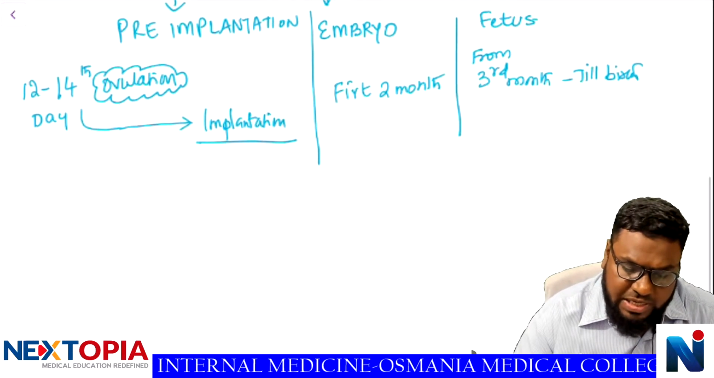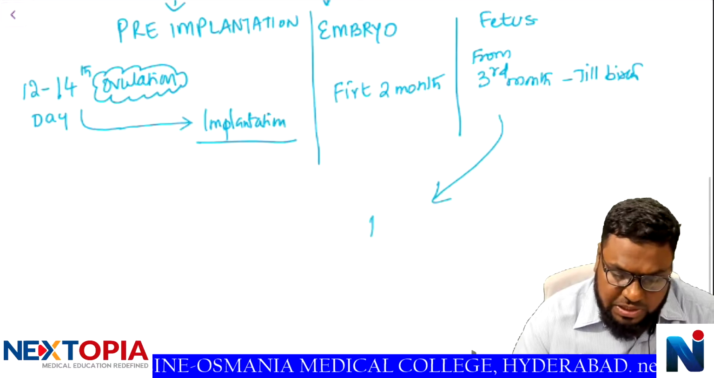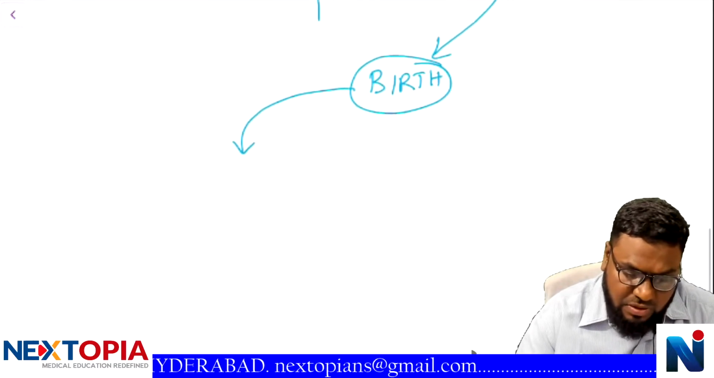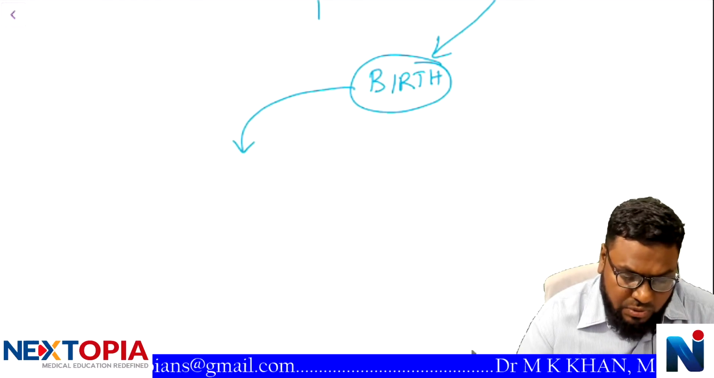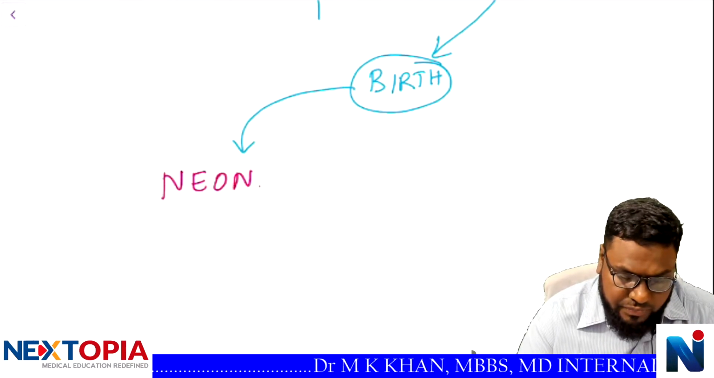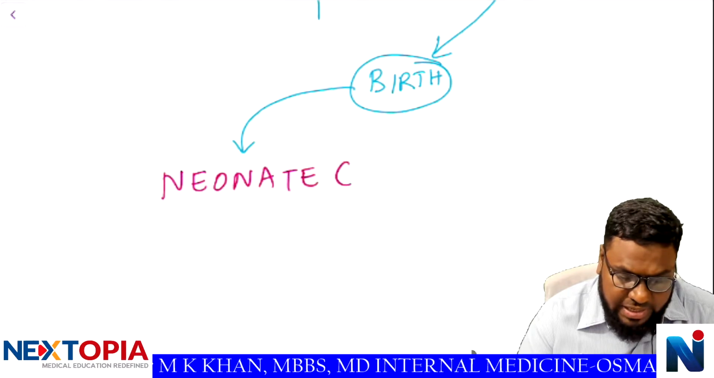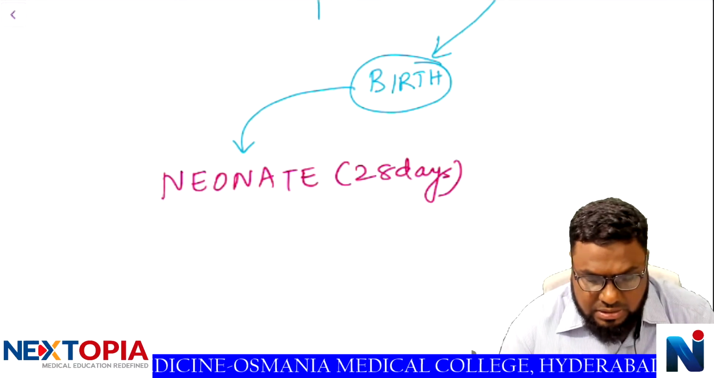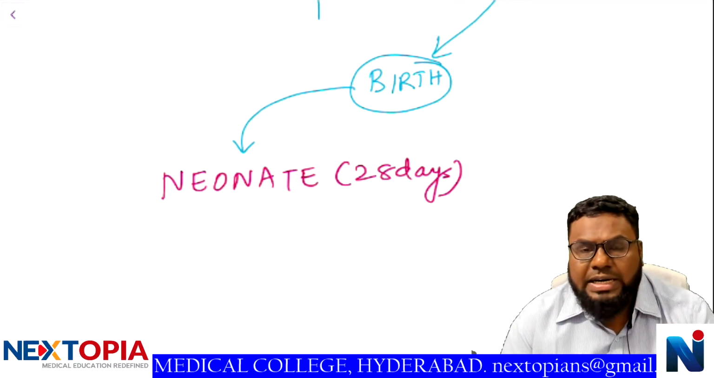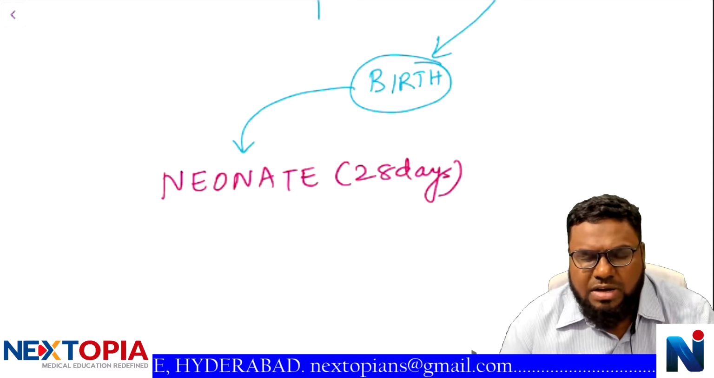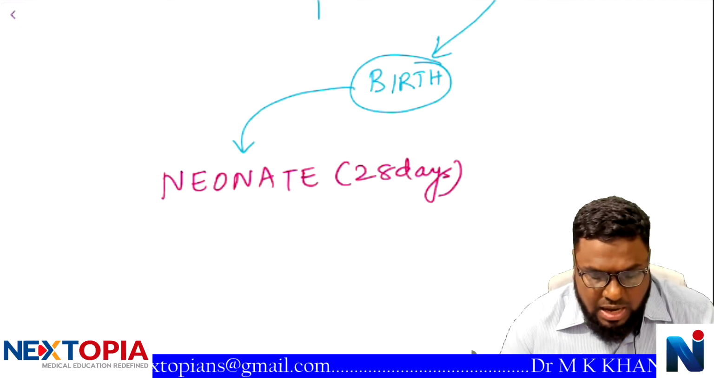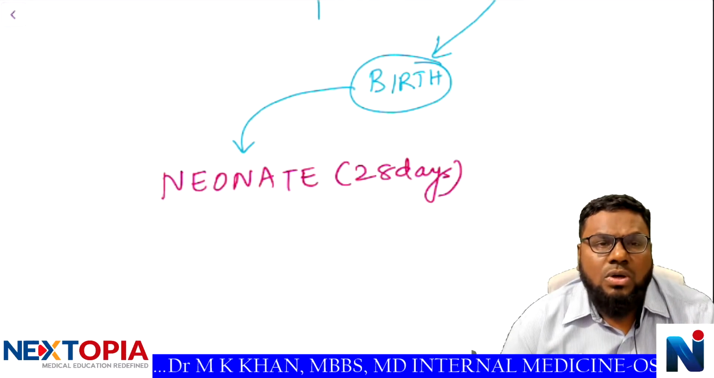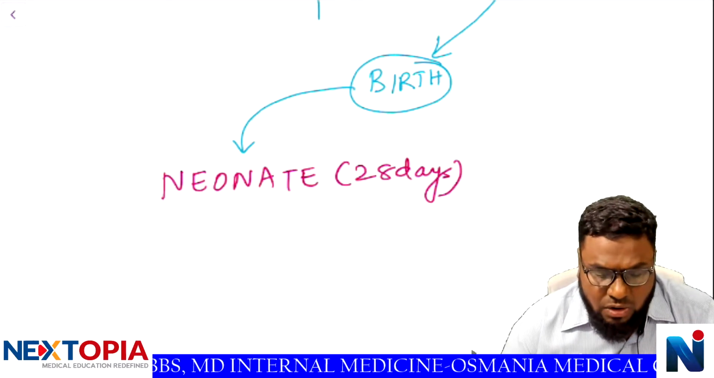So from here, if you see, the fetus undergoes birth. Then after birth, the fetus is called as a neonate. The life of a neonate is 28 days. First 28 days after birth, you are calling it as neonate. Again, we have got early neonate, late neonate. We'll discuss that in pediatrics. All right. So this is the life cycle of the fetus.